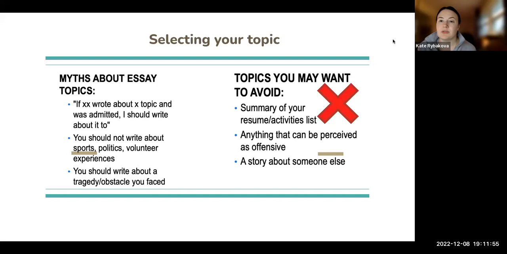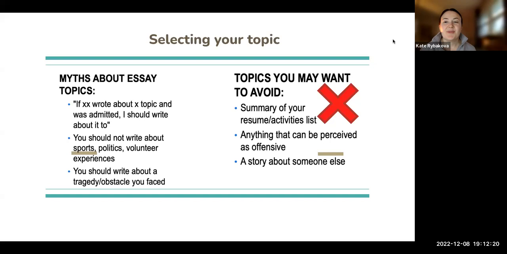So definitely we always recommend avoiding things that can be perceived as offensive, or if it's like a controversial topic, I would also try to avoid it. Or if you do talk about it, just make sure that the wording that you choose is very careful, very inclusive, very positive. So it's not offensive or negative. Also don't write a story about somebody else.